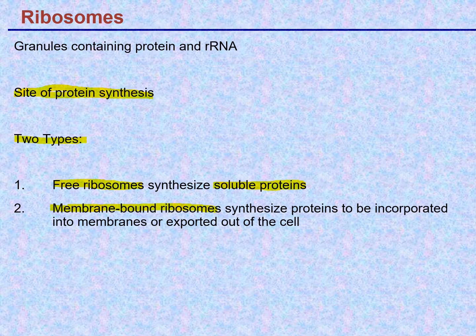But they are attached to or bound into a membrane, and these are involved in the synthesis of proteins that will be either incorporated into membranes, embedded proteins or integral proteins, or proteins associated with the surface membrane, or they are involved in the synthesis of proteins that get exported out of the cell. So two major types, free and membrane bound.